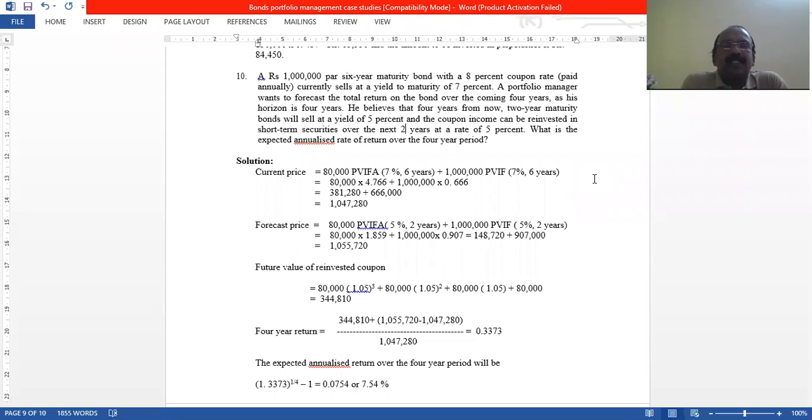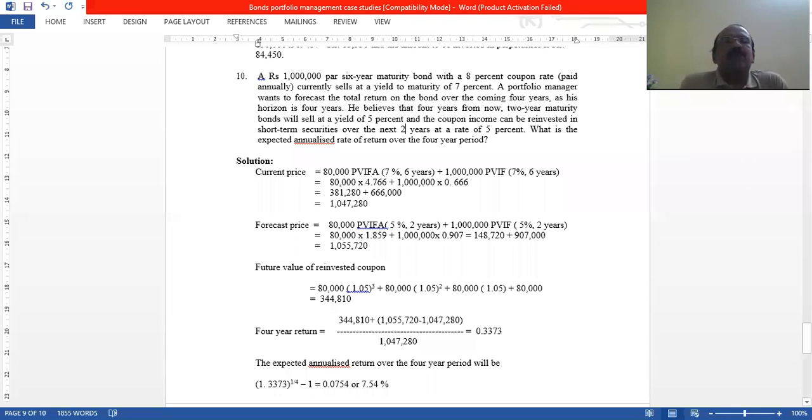The last step is compute the annualized return. So how do we get annualized return? 1 plus R power 1 by N minus 1. So 1 plus R, that is 0.3373. That is power 1 by N. That is for 4-year horizon period, 1 by 4 minus 1. You will get 7.54.